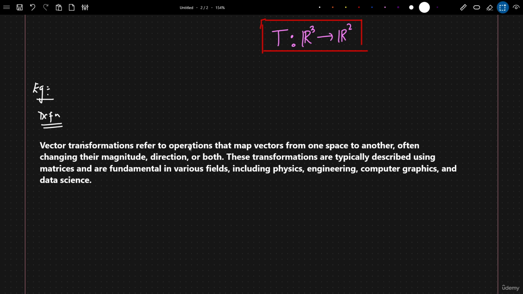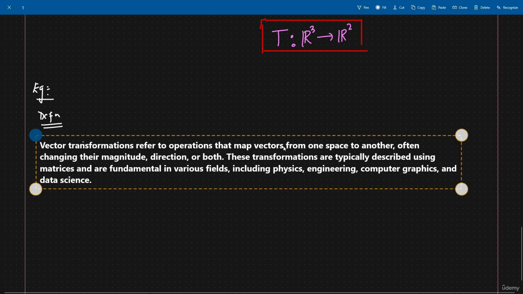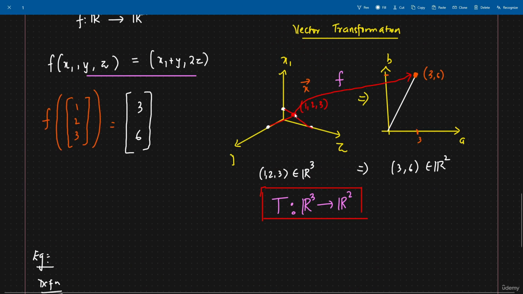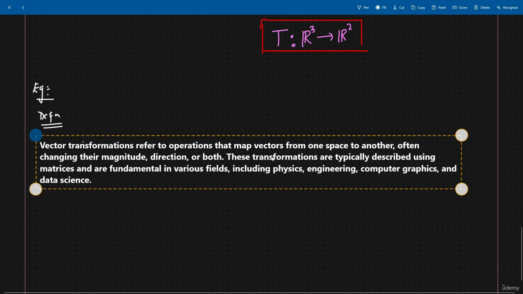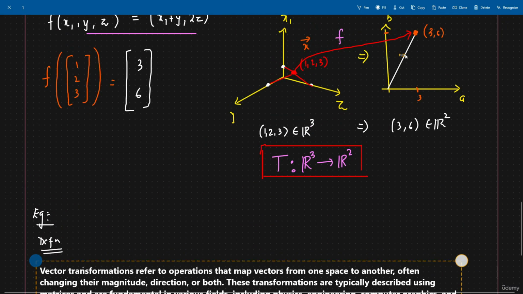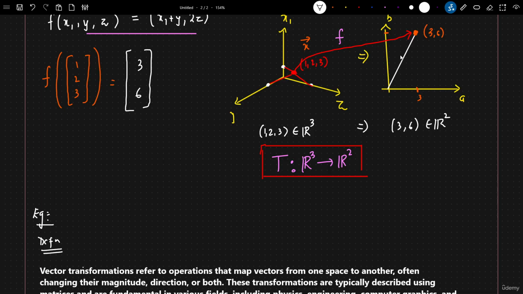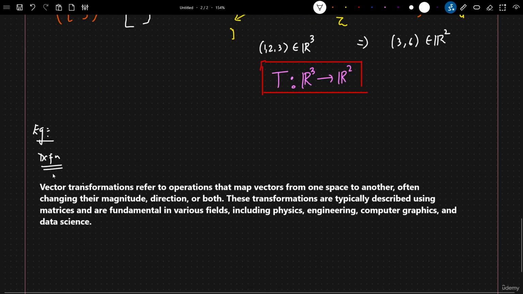So vector transformation refers to the operation that maps a vector from one space to another, often changing the magnitude, direction, or both. So here the scenario is that they may change the magnitude and direction, or both. In this particular case, initially I had this direction, then I got this direction. It may also be that I get the direction over here. It depends. So here you can see that the direction is towards this side.